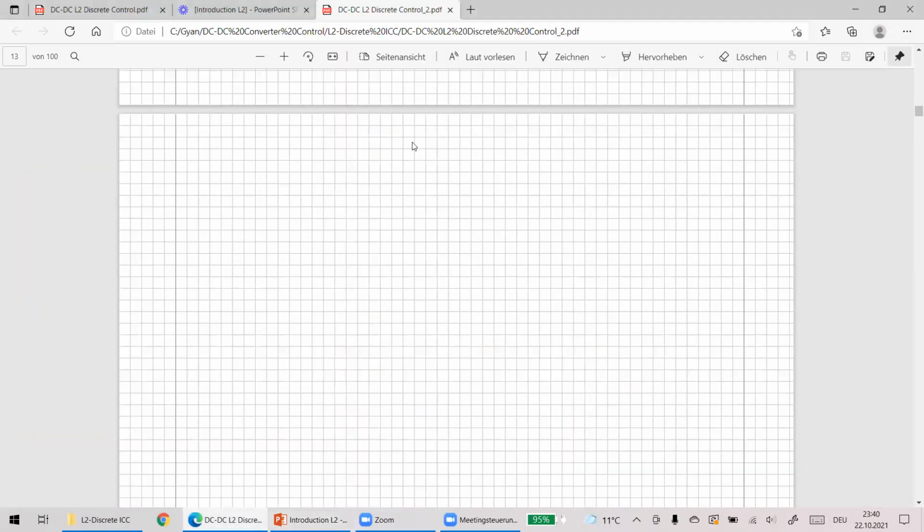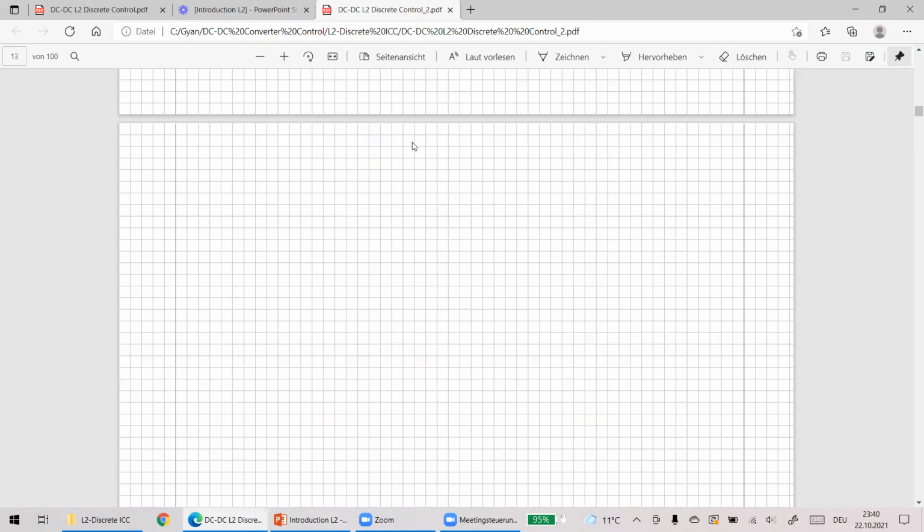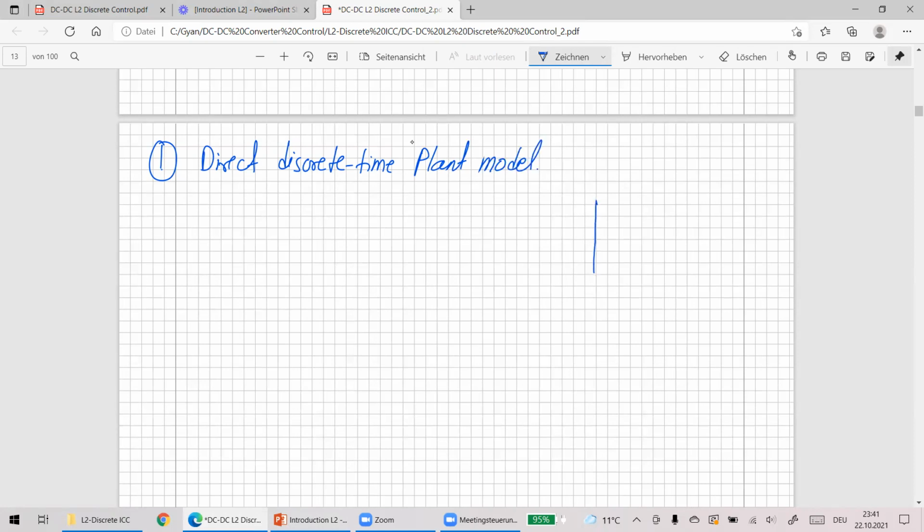Now we would like to design our current controller in the discrete time domain. Until now we just saw some basics, and let's use those basics to design our current controller in the discrete time domain. The very first step is to get the direct discrete time plant model. We already know from the first lecture that our average plant model looks like this.